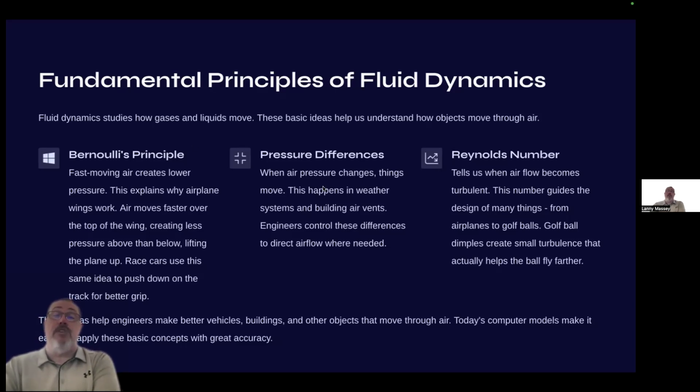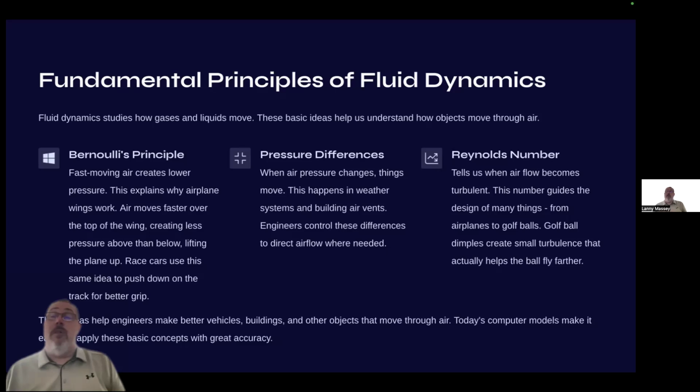Like I said, pressure differences, changes in air pressure. If there's more pressure in one area and less pressure in another, that's going to cause a push, because remember when we talked about pressure, pressure is basically measured as force over an area. And the force is going to get bigger the bigger the area is. So that's why you have really big airplane wings.